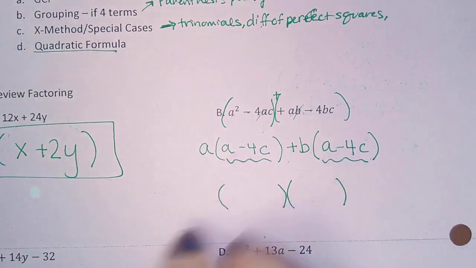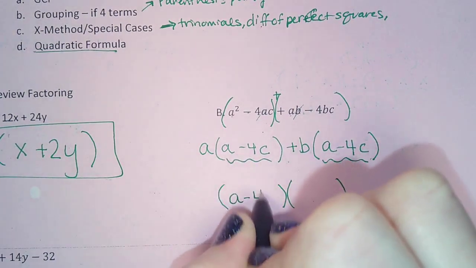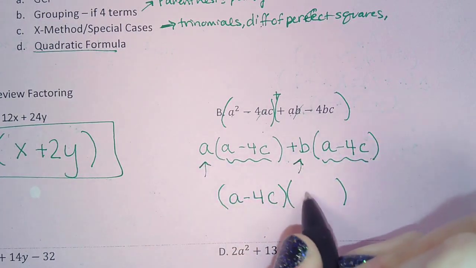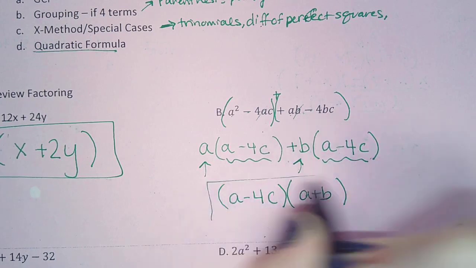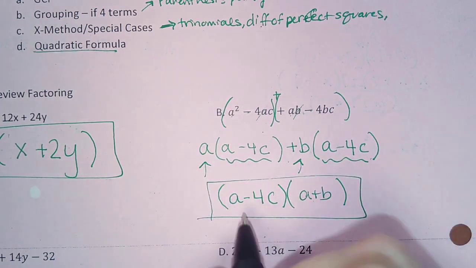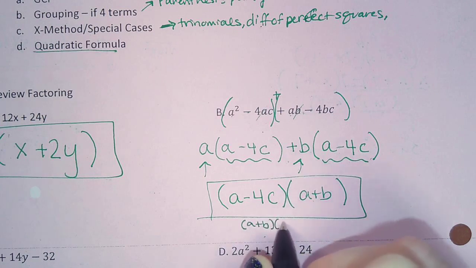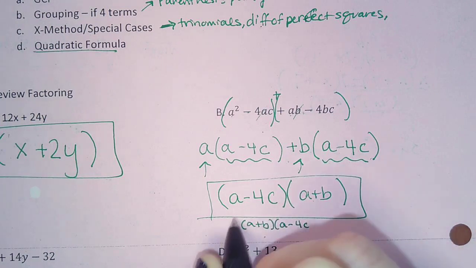Factoring out that matching piece, so I have a minus 4c, and I'm left with a plus b. Again, it does not matter what order you write that in. I could have written it as a plus b times a minus 4c. That would have been fine as well.